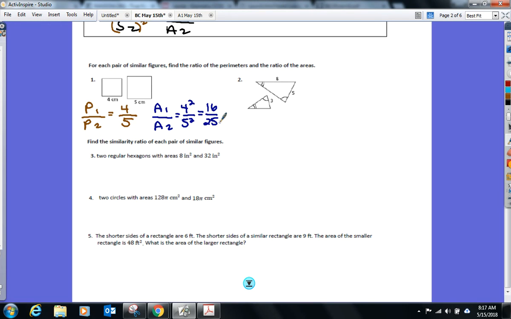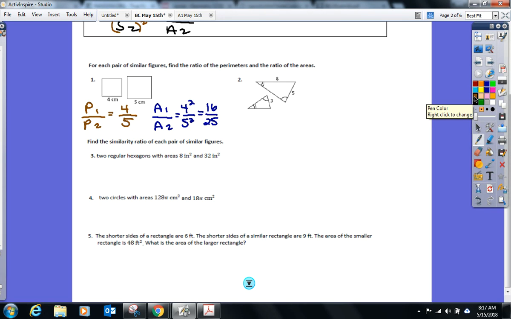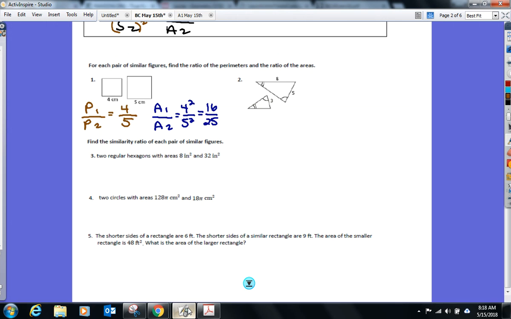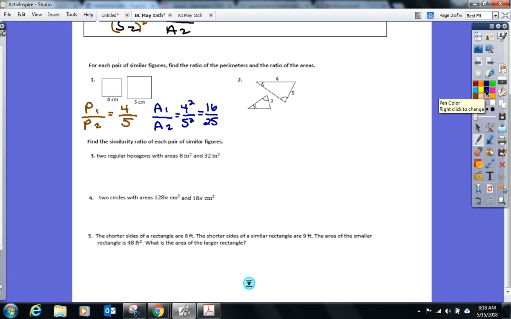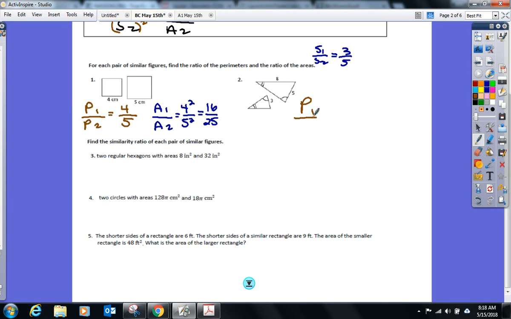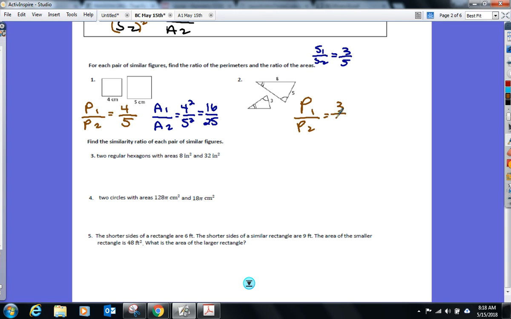Okay, number 2, slightly trickier. You know they're similar, but what the heck does that 3 match up with? What would that 3 match up with for your similarity ratio? Try to match the congruent angles on top of each other. What would that 3 have to match up with? Because that'll be my similarity ratio. What's the 3 match up with? 3 matches up with the 5. Everyone in agreement? So that must mean my similarity ratio is 3 to 5, meaning the perimeter ratio is also 3 to 5.